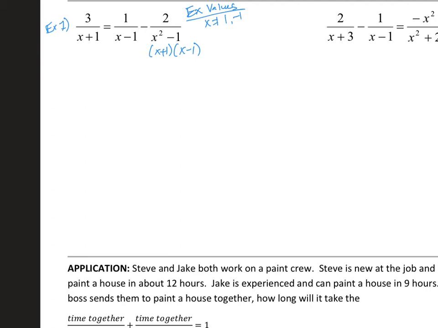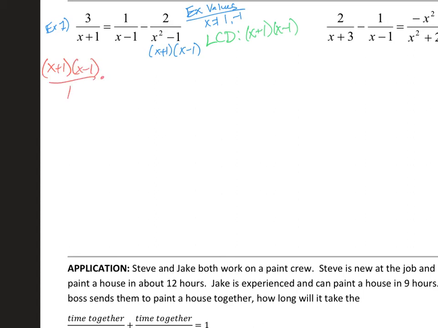Well, my least common denominator in this case would be x plus 1 and x minus 1, correct? Okay? Because those are the two factors that would allow me to have the same denominator for each expression, right? Third step, multiply every term by the LCD. So let's do it. In red, my LCD is x plus 1 times x minus 1 over 1.